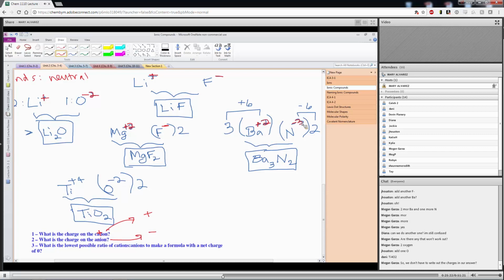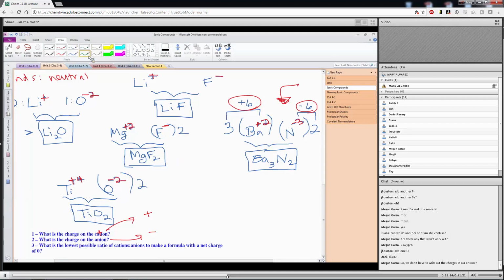For some of these harder ones, like for instance the barium and nitrogen problem here, essentially it might help to look for the lowest common multiple of those two numbers, because the lowest common multiple will definitely be a charge that will work for you. Might not be the lowest numbers possible, but it's a good place to start if you're not sure where else to go. Here was the cation. Here was an anion.